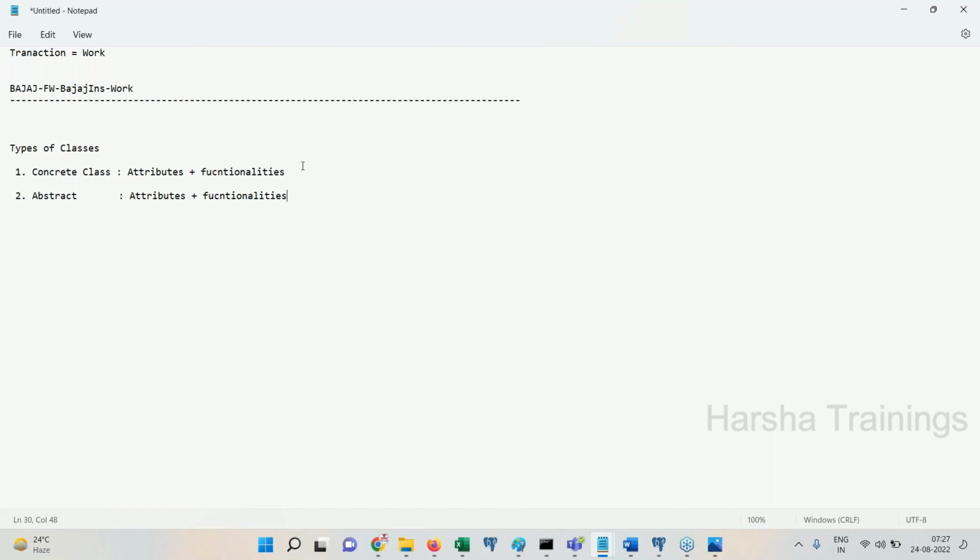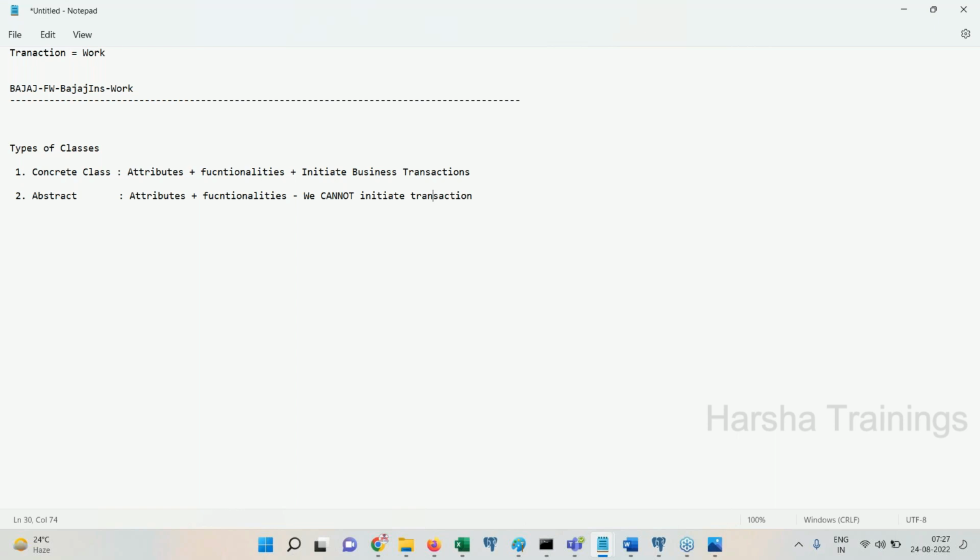And what will be there inside a concrete class? Inside a concrete class, we can initiate business transactions, meaning start business transactions. So the only difference is, in a concrete class we can initiate business transactions, in an abstract class we cannot initiate business transactions. Everyone clear with this? So that is the main difference.